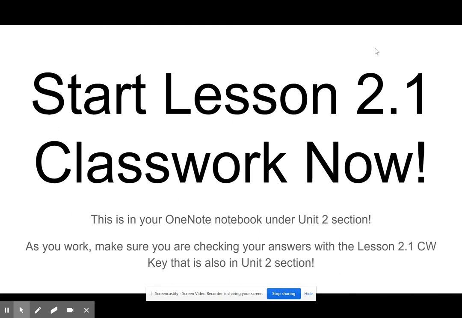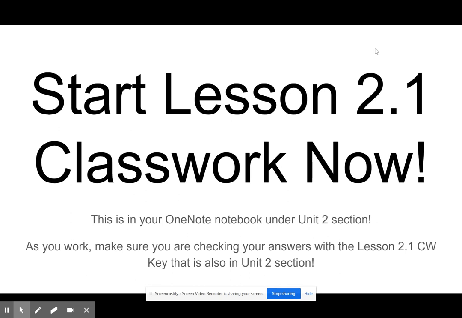As you go along, I also distributed to you the answer key. It's called Lesson 2.1 CW key. So I want you guys to be working on your own, and then I want you to check with the answer key. That's the point. So hold yourselves accountable, right? You want to do this stuff right, but you also want to make sure that you can do it on your own before you check the answers.